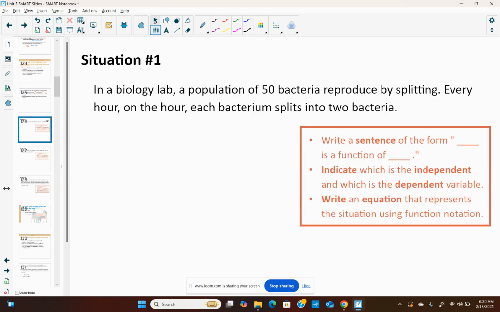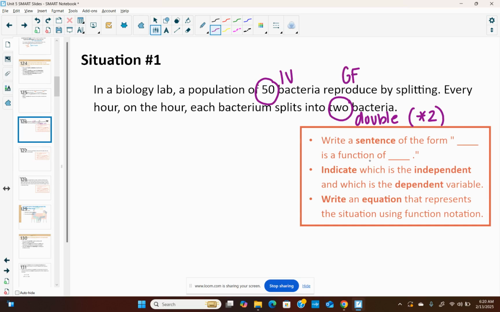Okay, so for the first one, we have in a biology lab, a population of 50 bacteria reproduced by splitting every hour on the hour. The bacteria splits into 2 bacteria. So here's our initial value and here's our growth factor, right? So another way to say this is doubling or multiply by 2. So that's our growth factor.